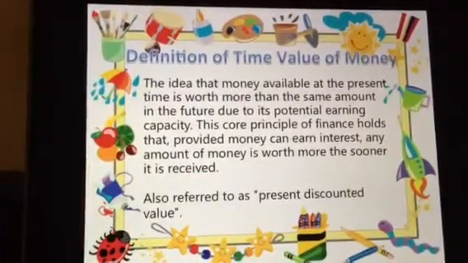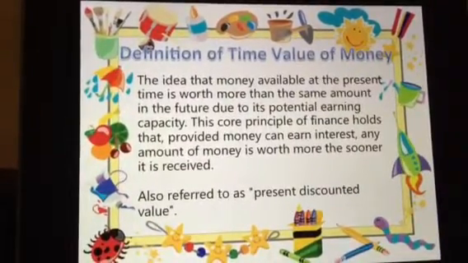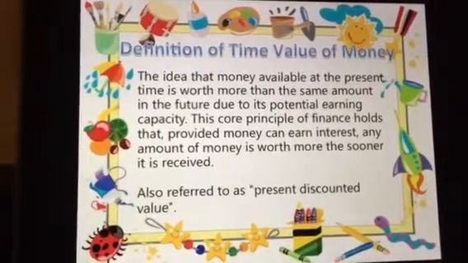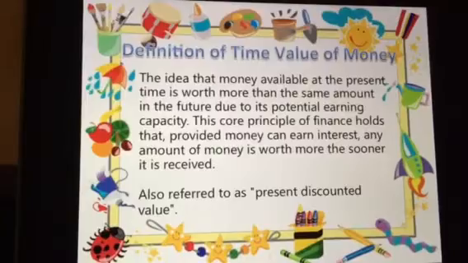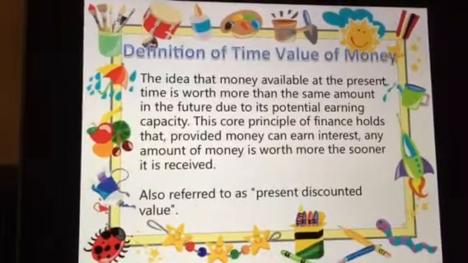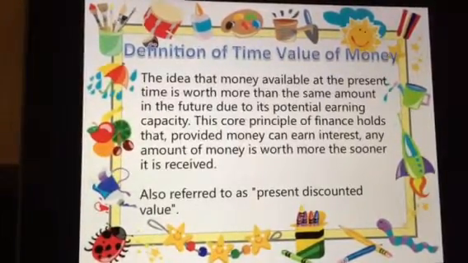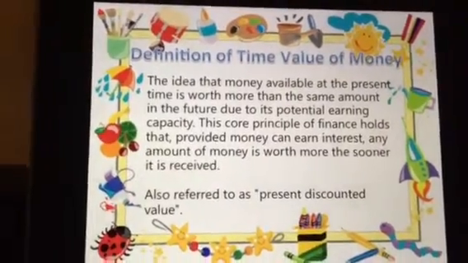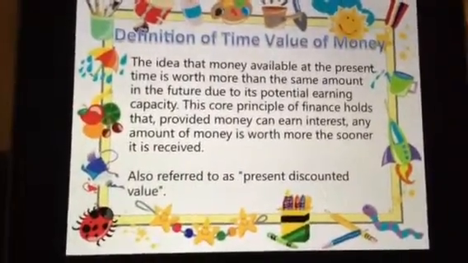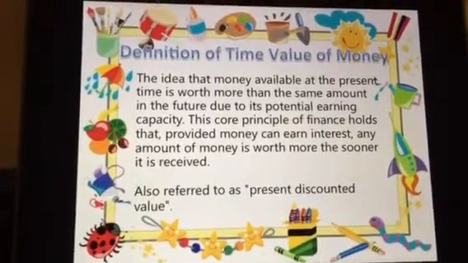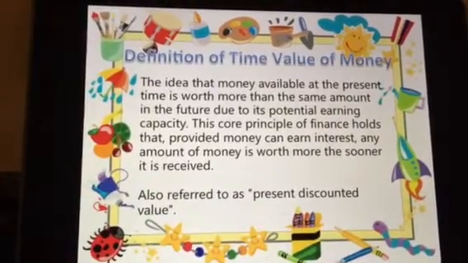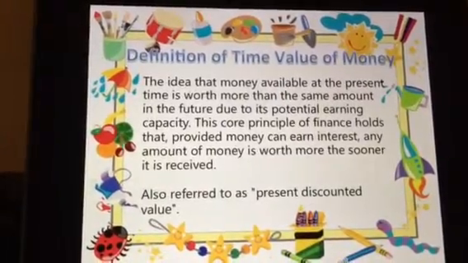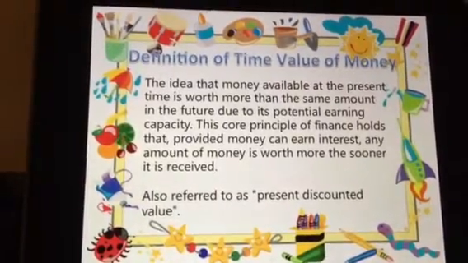Now we are explaining what the time value of money is. By definition, time value of money is the concept that money available at the present time is worth more than the same amount in the future. Meaning, a dollar today is worth more than $1 in the future, because the dollar received today can earn interest up until the time the future dollar is received.